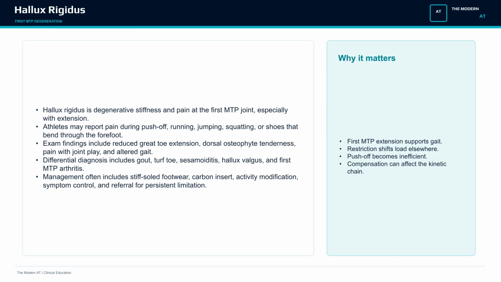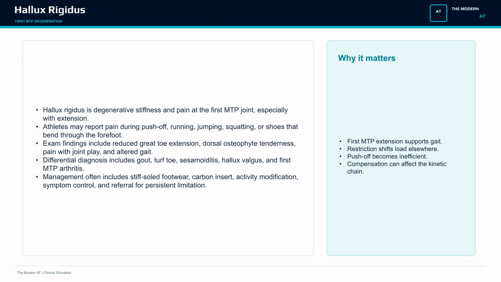Hallux rigidus is stiffness and pain at the first MTP joint, especially with extension. This matters because great toe extension is essential for efficient push-off during walking, running, jumping, and cutting. If the joint cannot extend, the athlete may turn the foot outward, shorten stride, shift load laterally, or avoid full push-off. On exam, look for reduced great toe extension, dorsal joint tenderness, pain with joint play, possible osteophyte irritation, and altered gait.